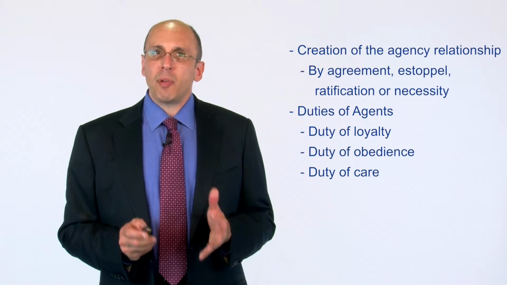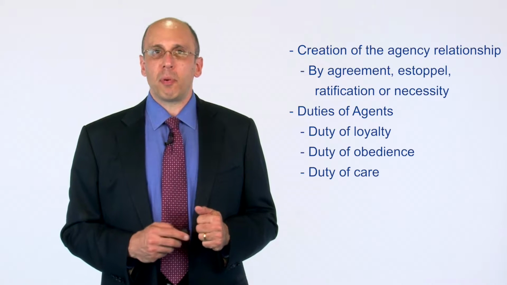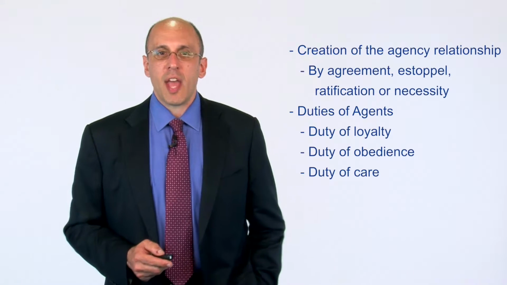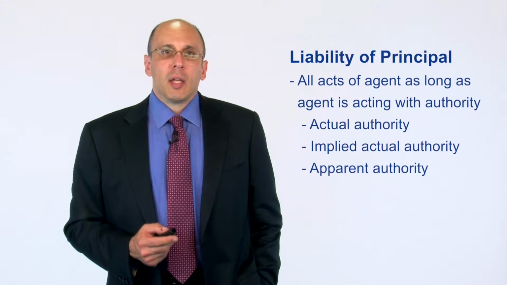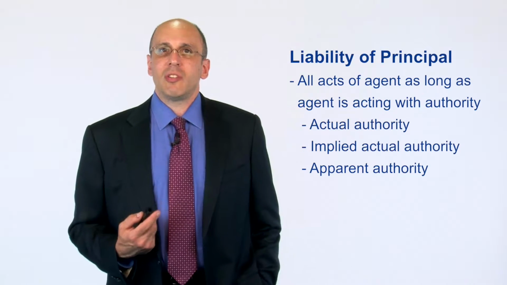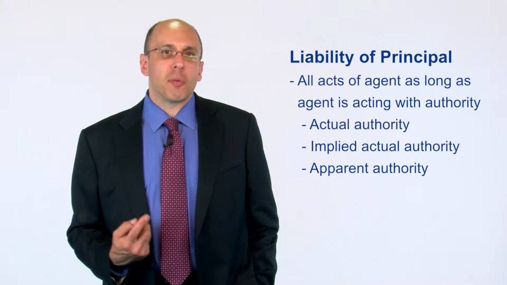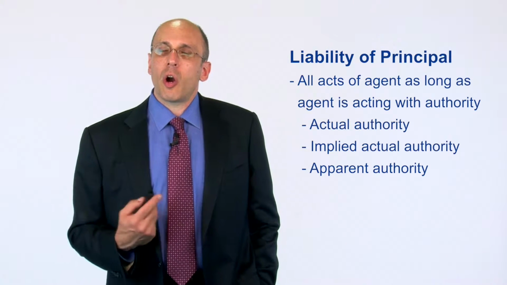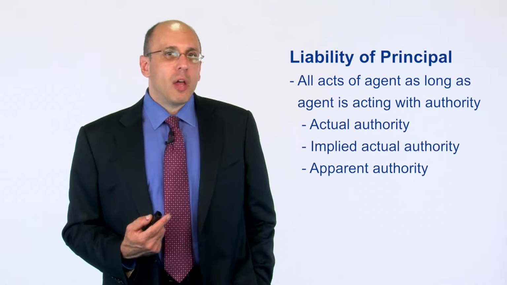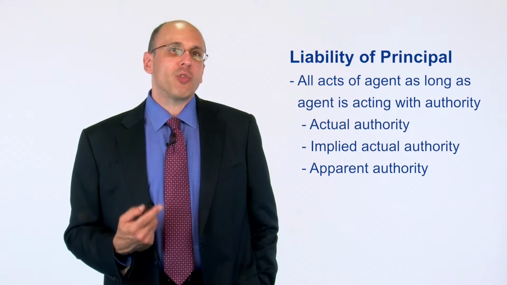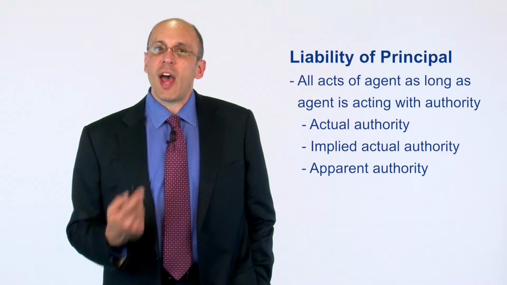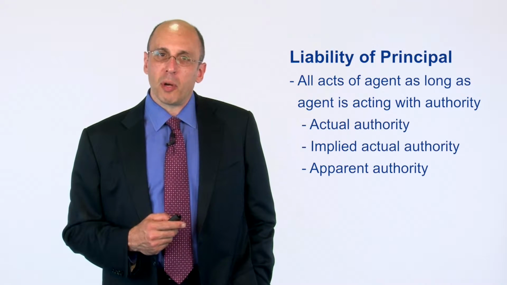And if all of that happens, if the agent is acting within the scope of the principal-agent relationship, then the principal is going to be held liable for the actions of the agent. Now, that depends on whether the agent is acting within the authority of the principal. And there are a couple of different ways in which that authority can be wielded. There might be actual authority. Actual authority is authority that the agent reasonably believes she has based on her interactions with the principal.